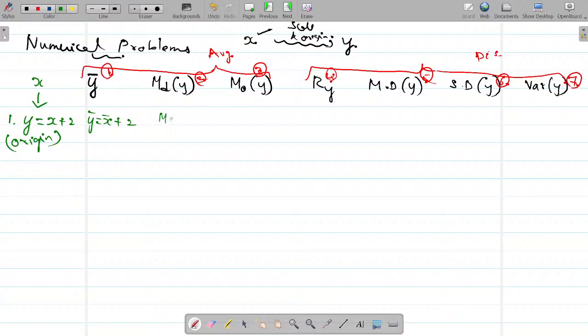Median of y is equal to median of x plus 2. Next one, mode. Mode of y is equal to mode of x plus 2. Is it okay? Can you just follow for others? Can you tell me for others?